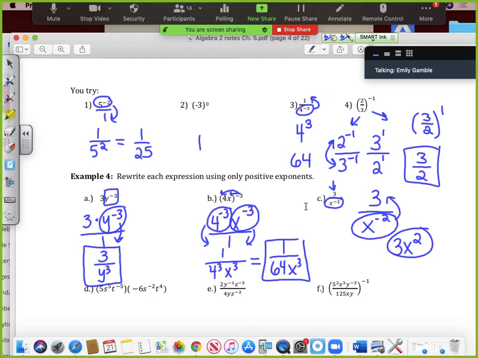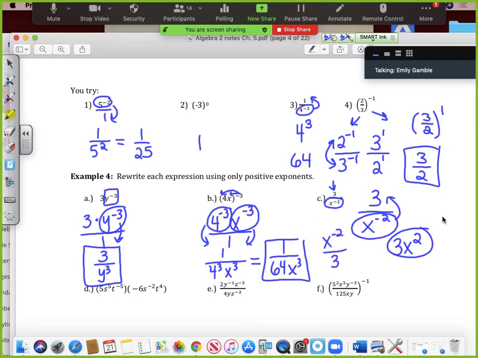Yes? Say that 3 was on the bottom and the x negative, would the 3 stay on the bottom too? If it was like... Just like the other way around. Like that? I was thinking like 3 on the bottom and then x to the negative 2 on the top. Okay.